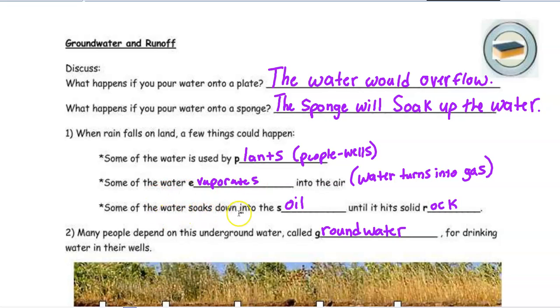Some of the water soaks down into the soil until it hits solid rock. And that rock has tiny little holes in it. And the water will seep through those little holes, and people can then use it later. Many people depend on this type of water. It's called groundwater, and we use it for drinking water in the form of those wells.